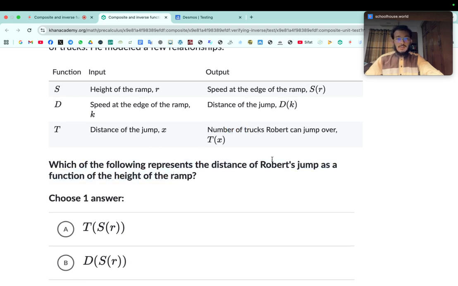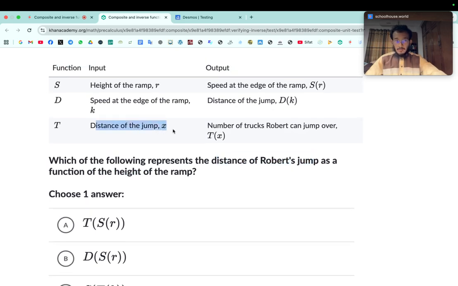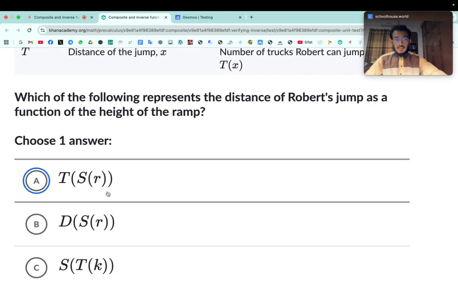Which of the following represents the distance of Robert's jump as a function of the height of the ramp? We need to find which function will represent the distance of Robert's jump, so it should have the distance of the jump as its output. Here we have distance of jump, so the output must be d.